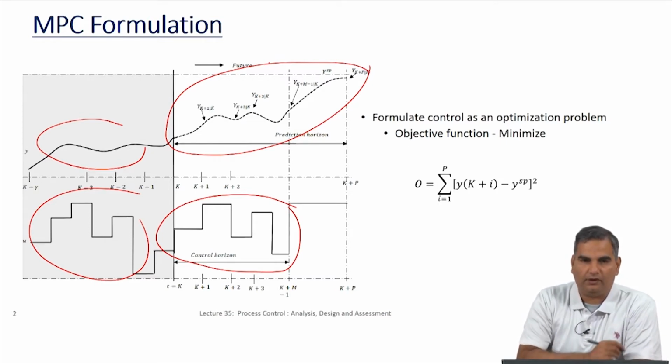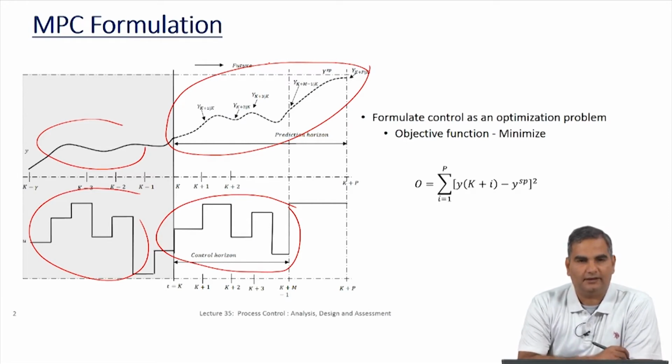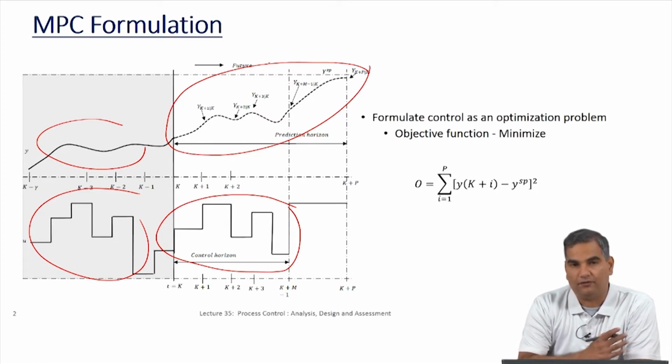Now, when we talked about optimization problems in the last class, I said there are three major components in an optimization formulation. Number one is the objective function. Number two, the constraints in the formulation. Number three, what are the decision variables. So, if we understand each of these carefully, then we understand the optimization formulation.